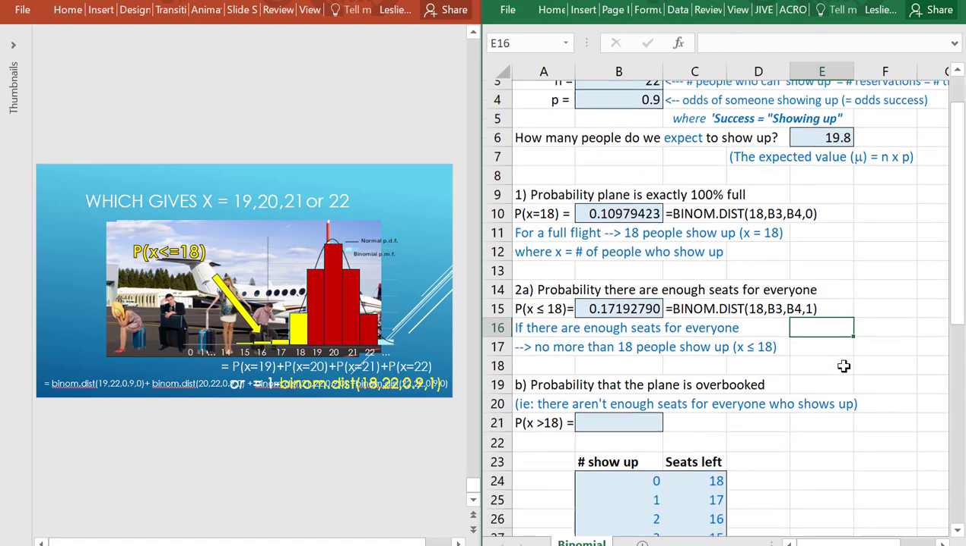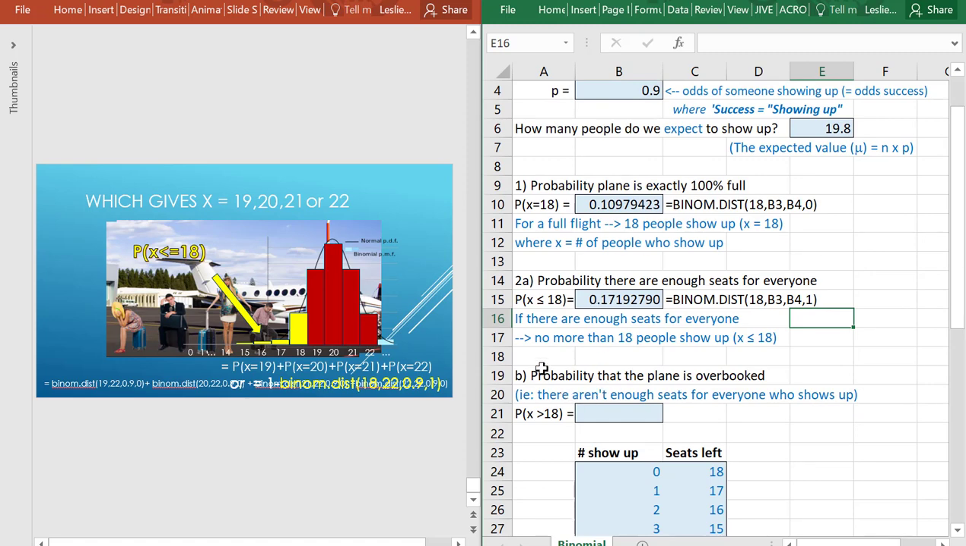So what comes quite easily from that, after doing that, is the odds of the plane being overbooked. So if there are enough seats for everyone, that's a 17% chance. That means if we take 1 minus that amount, it gives us the odds of being overbooked, which are 82.8%. So 82% chance we have too many people. So it's this red shaded area here.